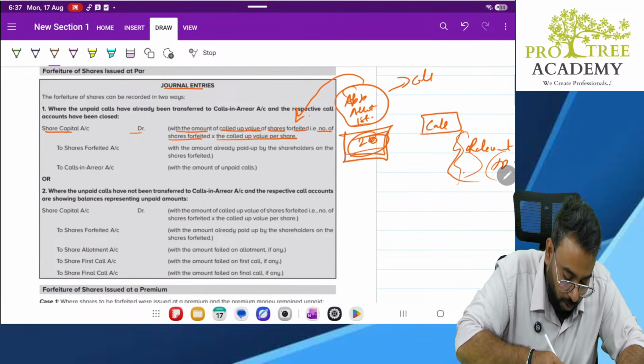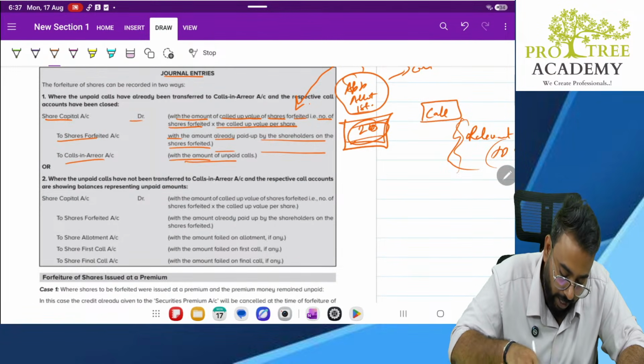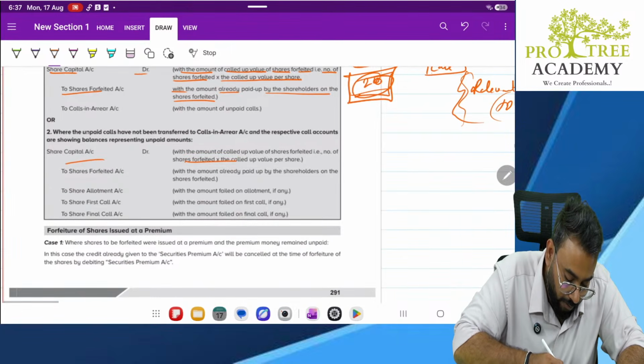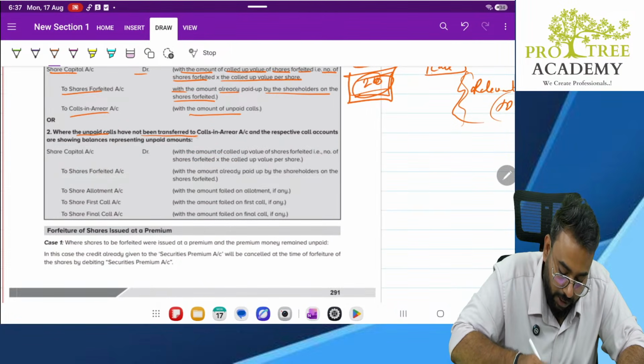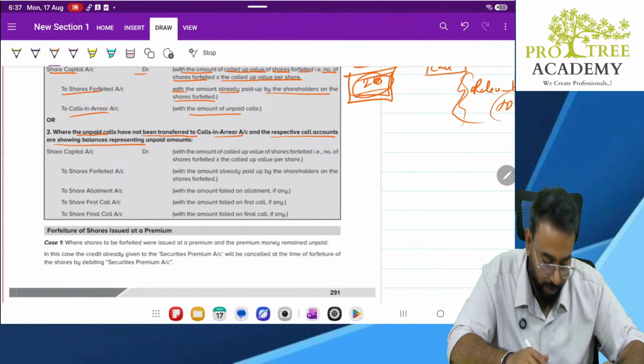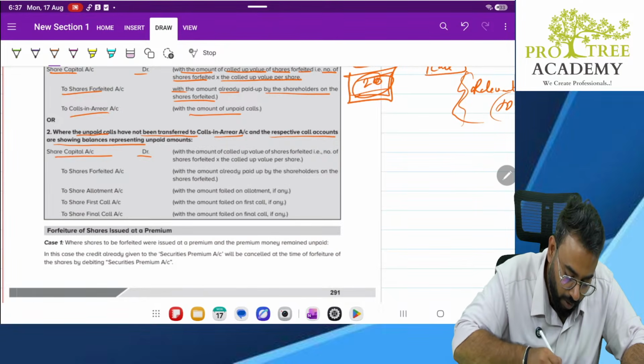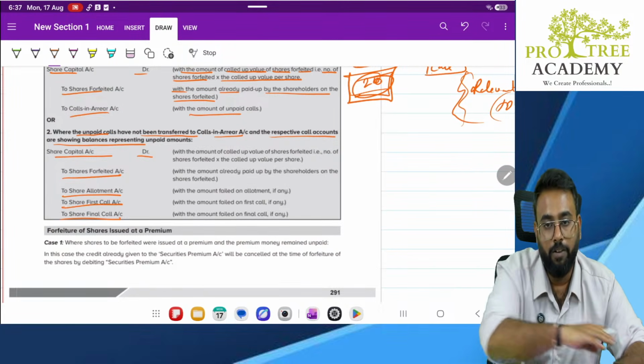Clear? Okay. Share forfeited with the amount already paid up by shareholders on the shares forfeited, and calls in arrear, any unpaid amount. Clear? Where the unpaid calls have not been transferred to calls in arrears and the respective call accounts are showing balance, that means you have not created calls in arrears. Then it will get reversed to the call account. So share capital account debit, share forfeited, to share allotment, share first call, share final call, whatever call is pending.